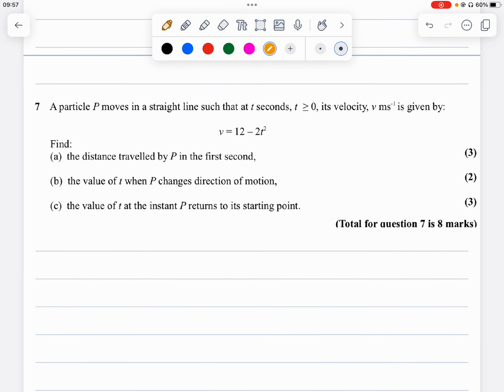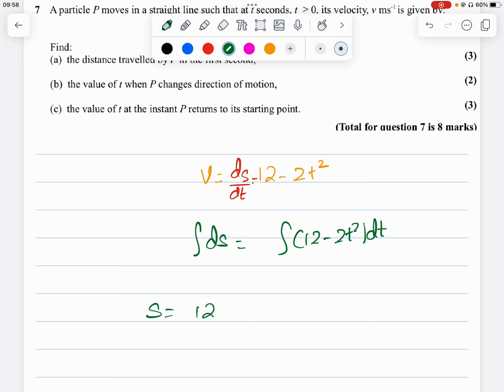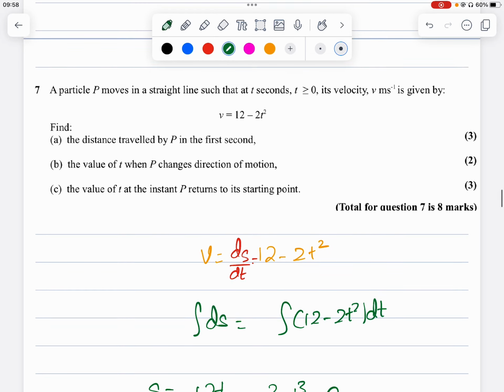Question number 7. Velocity has been given, which is 12 minus 2t square. Distance traveled. Velocity means ds upon dt. So what am I going to do? I am going to do the integration. 12 minus 2t square dt. So distance equals 12t minus 2 upon 3 t cube plus c.